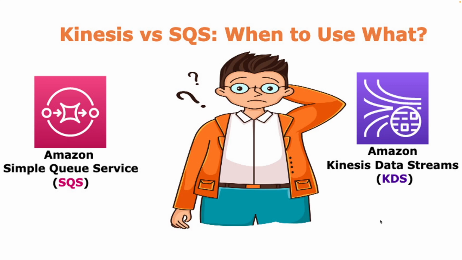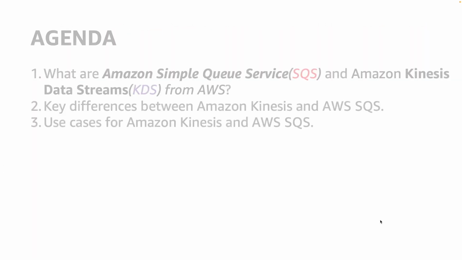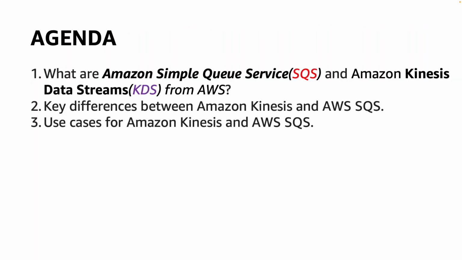In this video, we will be comparing the Amazon Kinesis and Amazon SQS services from AWS. Brief agenda: we will be comparing these two services. I will explain what SQS has to offer and how SQS works. Similarly, what is Amazon Kinesis Data Streams and how does that work? And then we will look into the differences and top use cases for these two services.